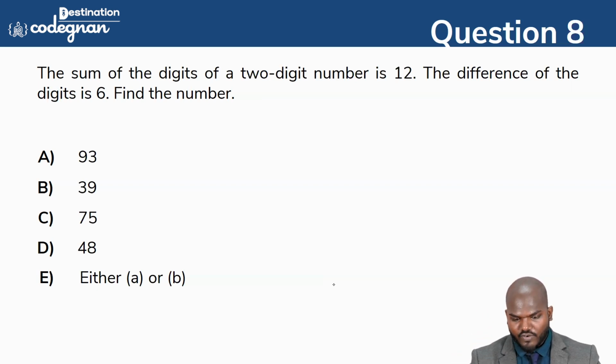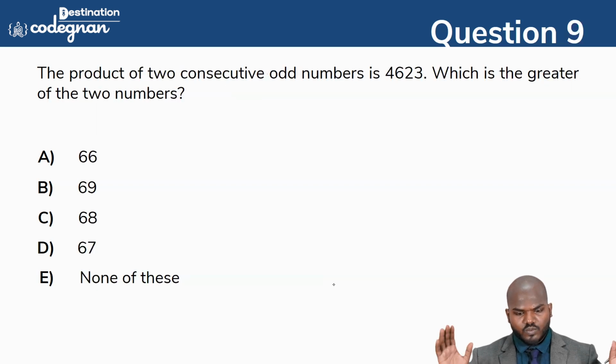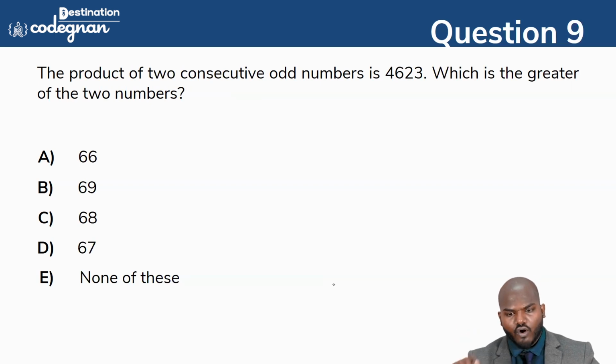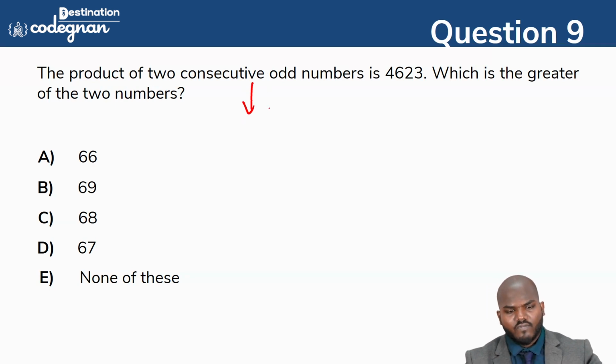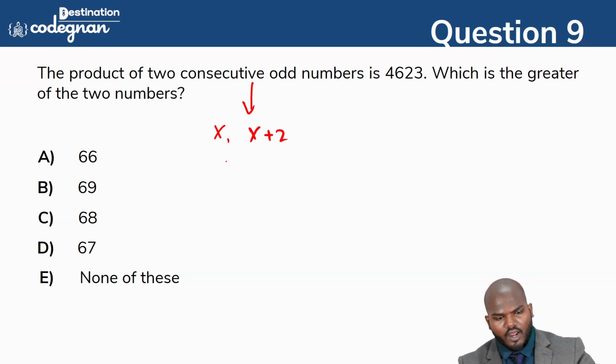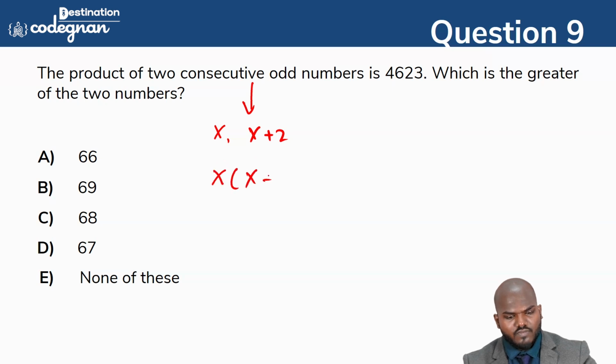Okay. So we'll move to the next question. You see this one, they have given that the product of consecutive odd numbers is 4623. What are the two numbers they are asking here, the greatest of them? Forget the product first. Tell me what the consecutive odd numbers are. I can take x and x plus 2. They are saying the product. Product means you can call it x times x plus 2.